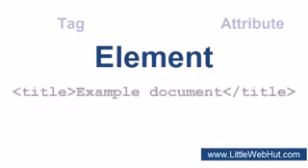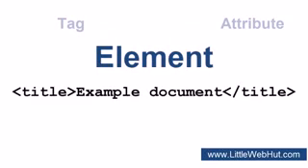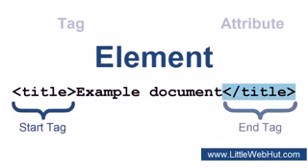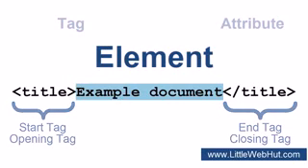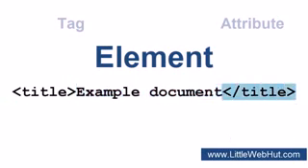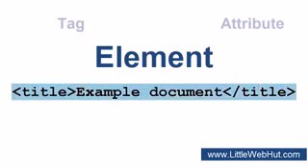Next, let's look at an element. An element has a start tag, an end tag, and content in between. Sometimes you may hear start and end tags called opening and closing tags. Notice that the end tag has the same name as the start tag, except that the end tag begins with a / before the name. So this whole thing, including the start tag, the content, and the end tag, is called an element. In this case, it's a title element.